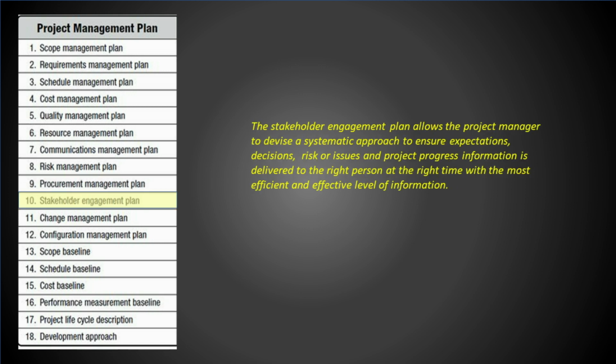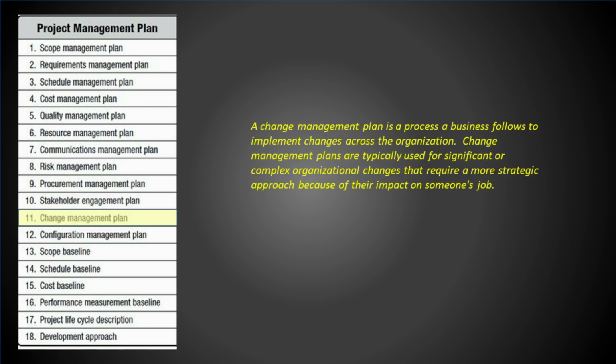Number 10, Stakeholder Engagement Plan. The Stakeholder Engagement Plan allows the project manager to devise a systematic approach to ensure expectations, decisions, risk or issues in project progress information is delivered to the right person at the right time with the most efficient and effective level of information. Number 11, Change Management Plan.